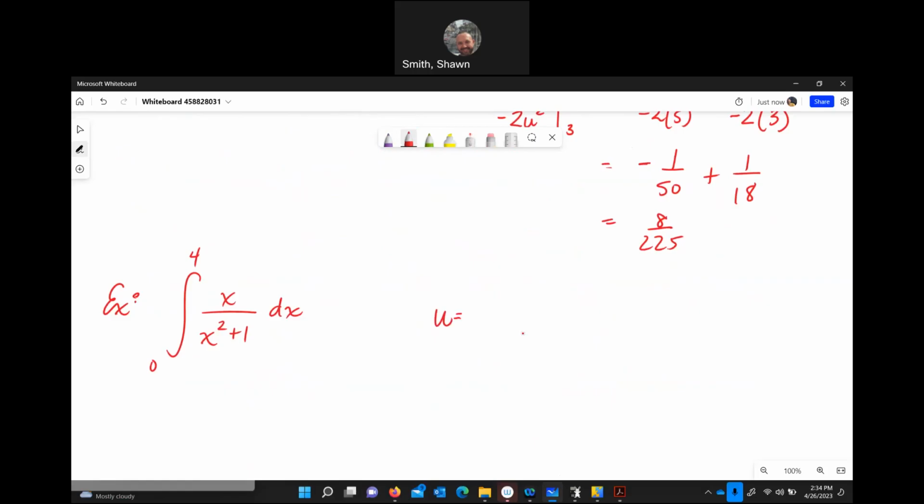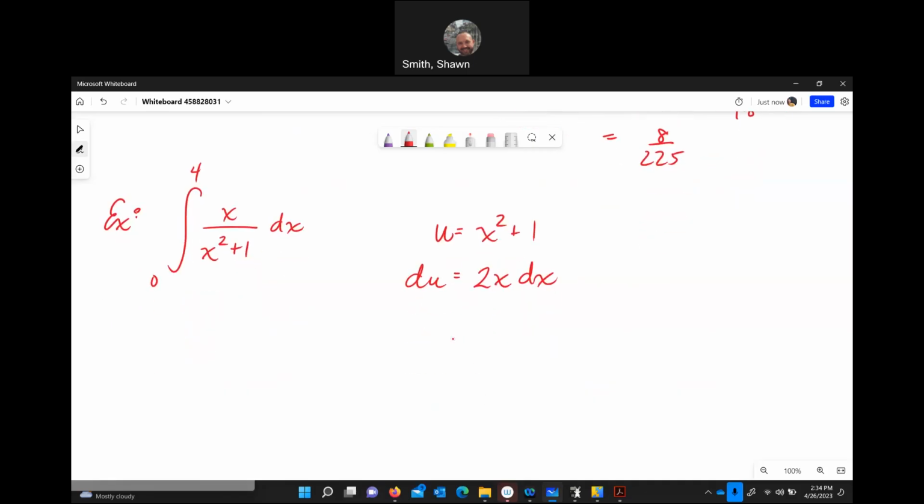So u would be x squared plus 1. So therefore du is 2x dx, right? So I don't have a 2x dx, I have x dx in there. So we can make a substitution in there, right? So let's do something like this.